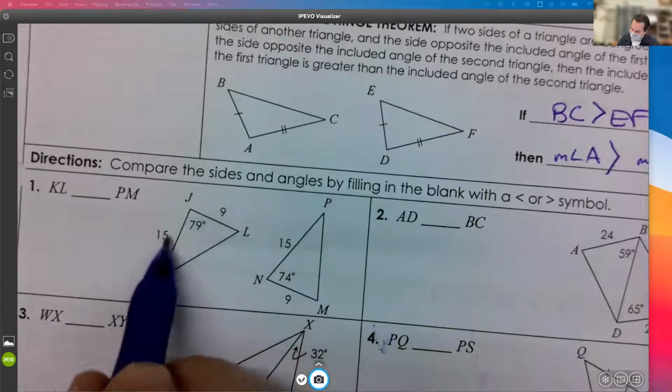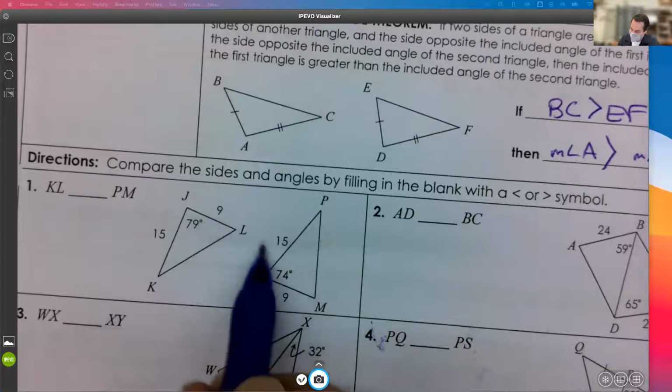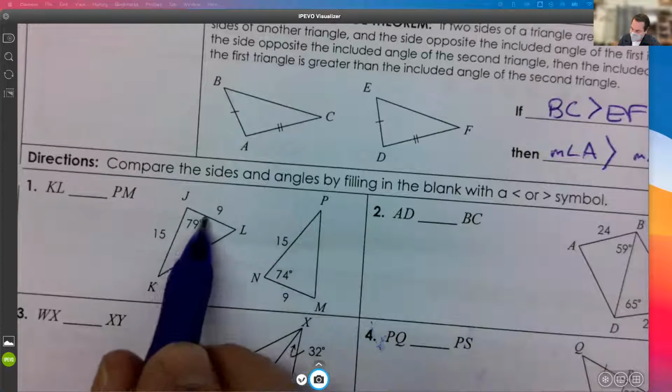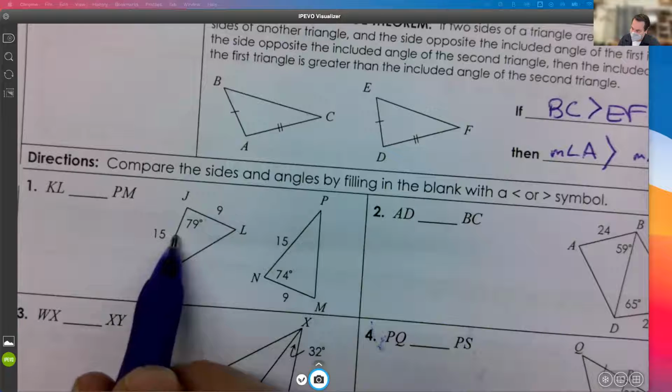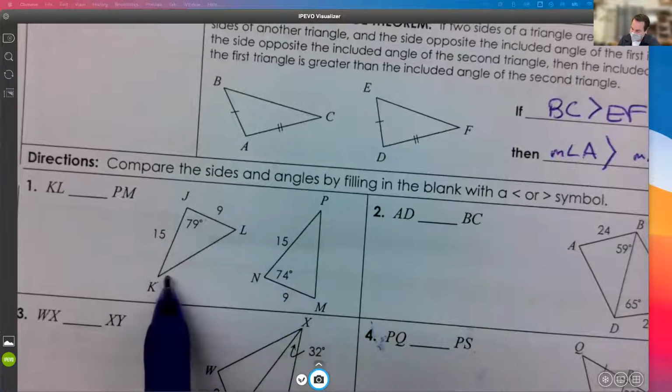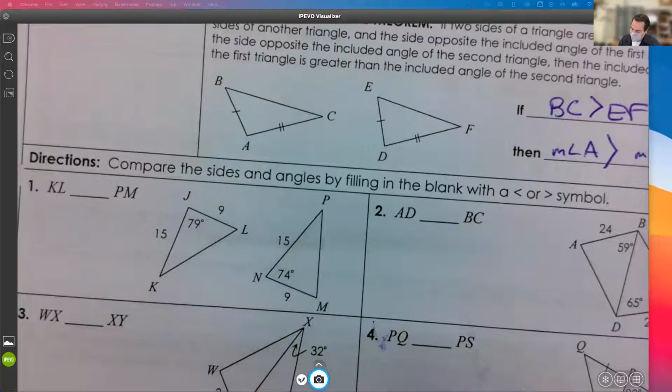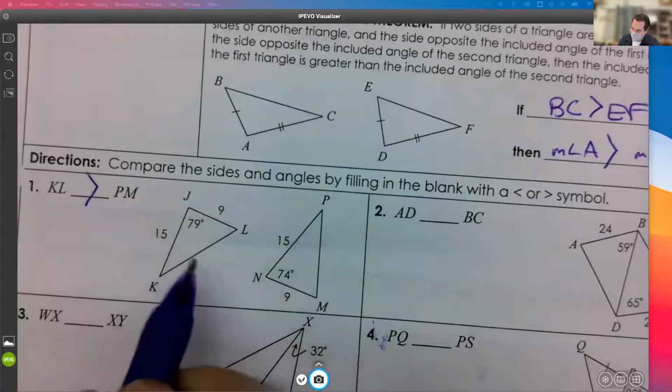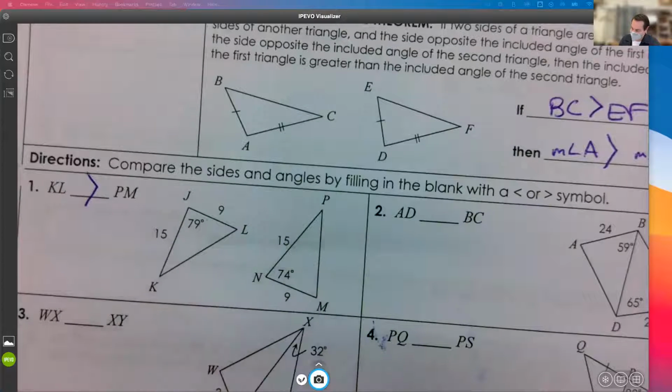So here's 9 and 15. Here's 9 and 15. This angle trapped in between is 79. This is only 74. So which is bigger, KL or PM? KL is bigger because it's facing the bigger angle.